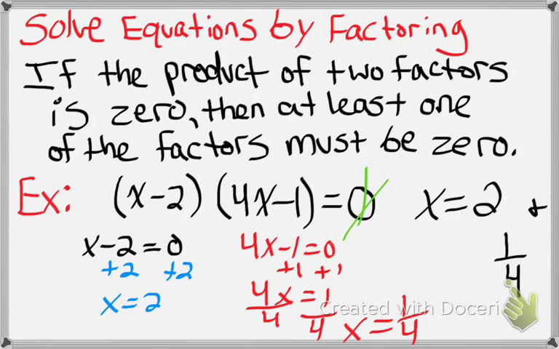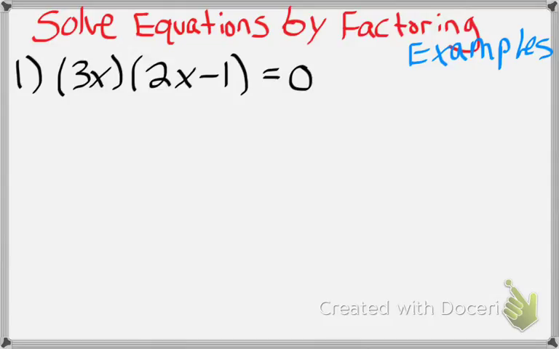That's a foreshadowing to what we're doing in the future. For now, let's call it solving. All right, so see if you can try this one. See if you can find out what would make each of these factors equal 0.